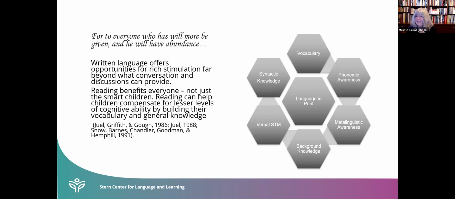So it's a very, very cool thing. Kids who have delays in their language development are not only at risk for processing the language of the text that they read, they are also at risk for developing their phonemic awareness and their decoding skills. It's a double whammy.